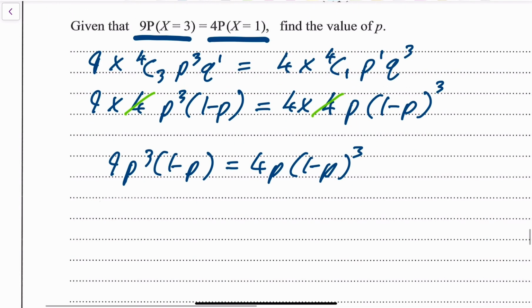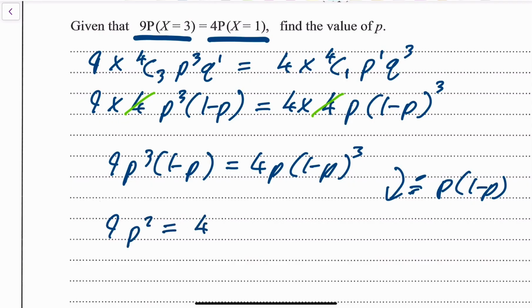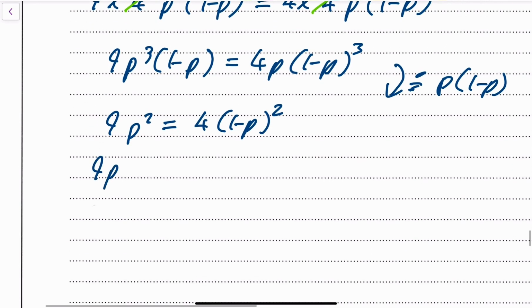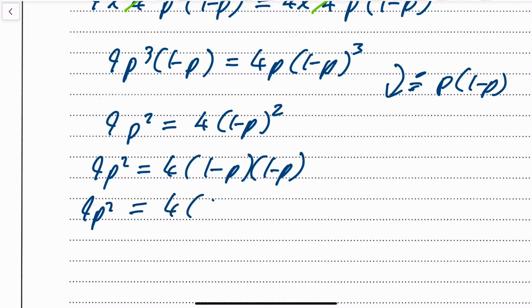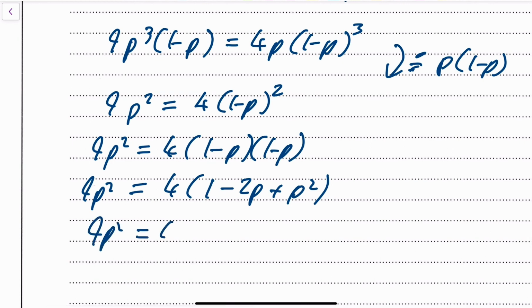And then what I can do is divide through by p and also 1 minus p. So that would give me 9p squared is equal to 4 (1 minus p) squared. And then we'll go from there. So that's 9p squared is equal to 4 times (1 minus p) squared. Do this out. This is a very common thing for people to mess up. That's going to be 4 times 1 minus 2p plus p squared. Multiply out: 9p squared is equal to 4 minus 8p plus 4p squared.